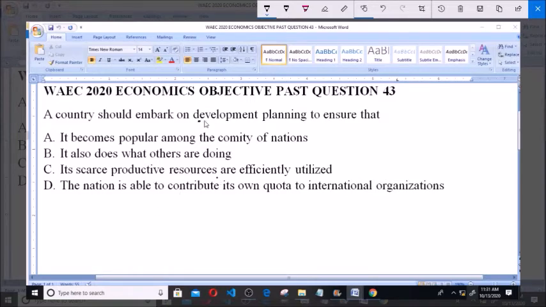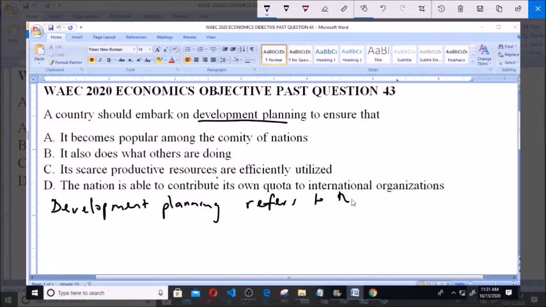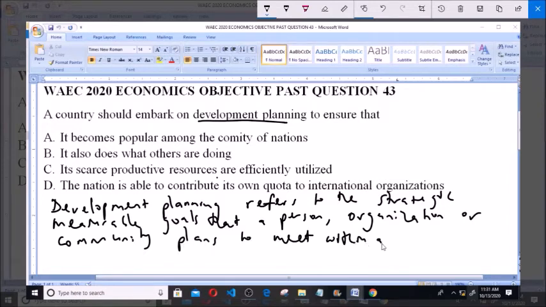Now, the concept we are looking at here is development planning, and development planning refers to the strategic, measurable goals that a person, organization, or community plans to meet within a certain amount of time. Now, what are the reasons, or which one among the options can be seen as a reason why a country should embark on this development planning?